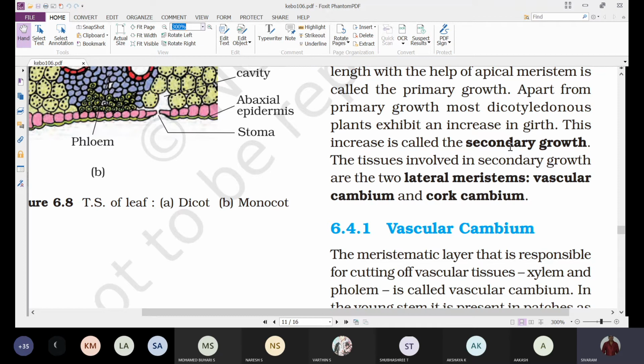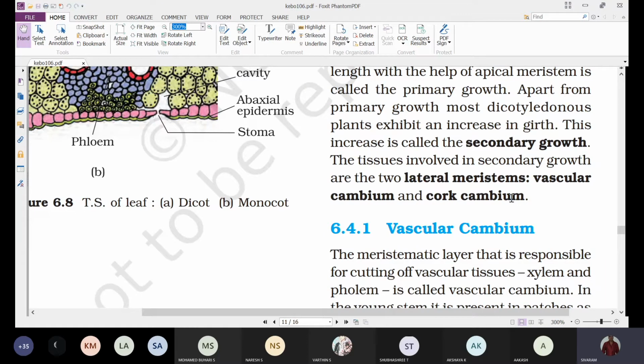Already we have discussed this while discussing lateral meristem or secondary meristem. We come across certain tissues which are responsible for this secondary growth. The tissues involved in secondary growth are two meristems, that is vascular cambium and cork cambium.